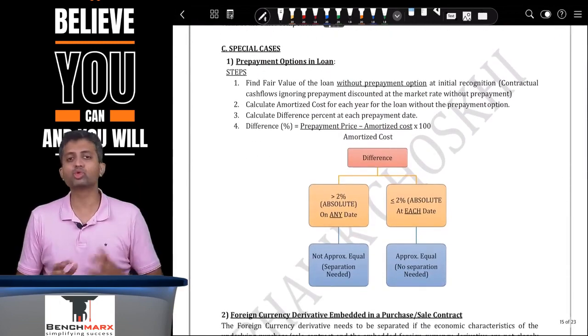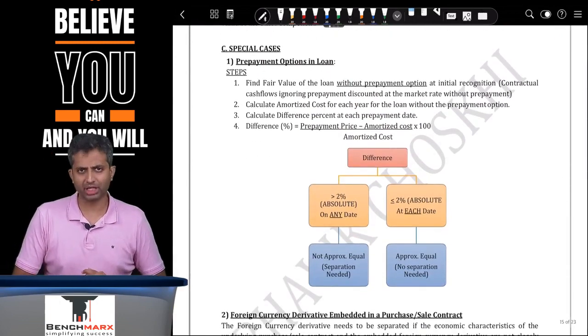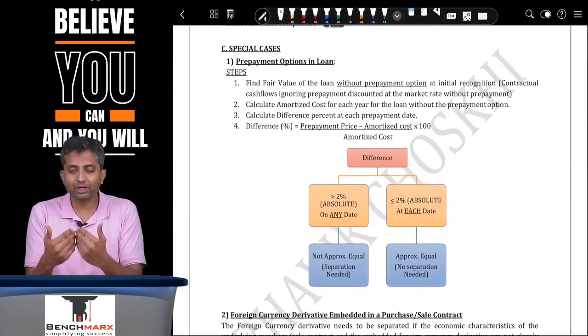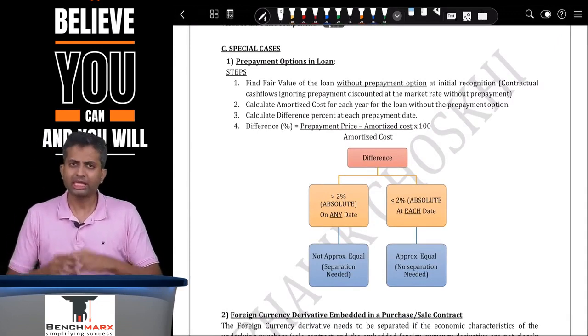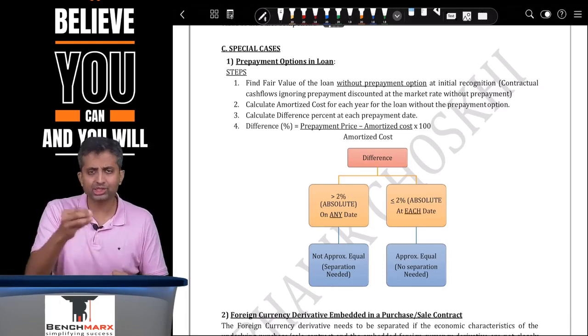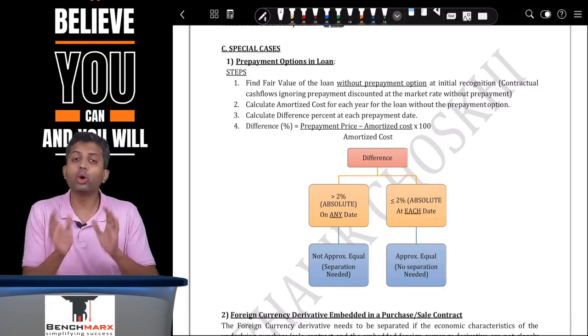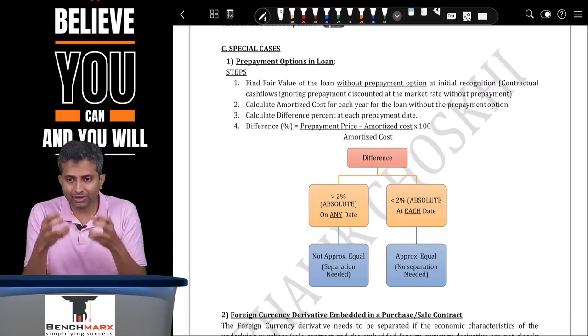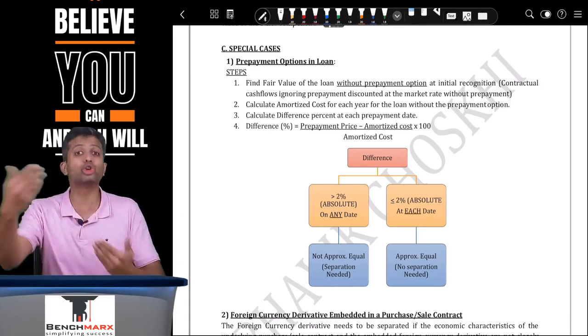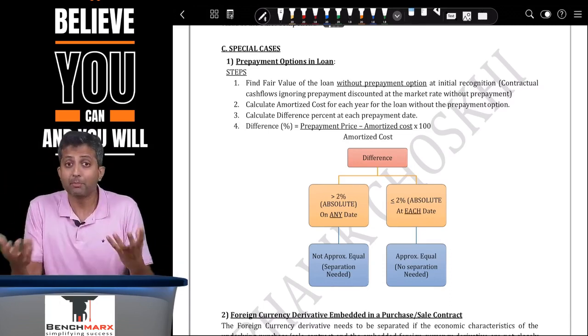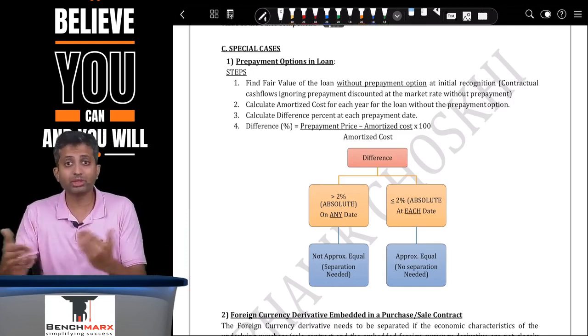Now, Institute has given two special cases for the embedded derivatives. First is if I am a borrower and if there is a prepayment option. Is there an embedded derivative, and if there is, is separation required? Now, separation is required if the host contract, that is a loan, and the embedded derivative, that is a prepayment option, an option to prepay, it is also a derivative because it derives value from the market interest rates.